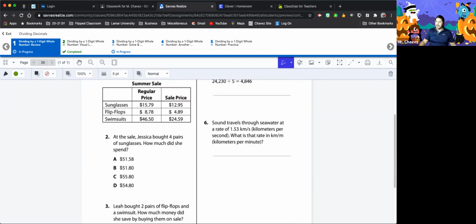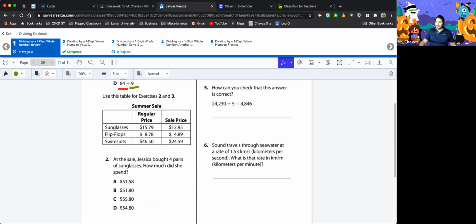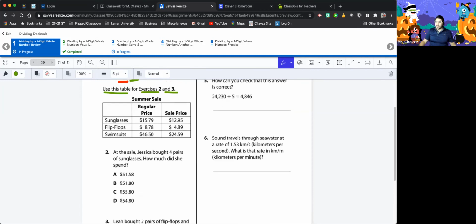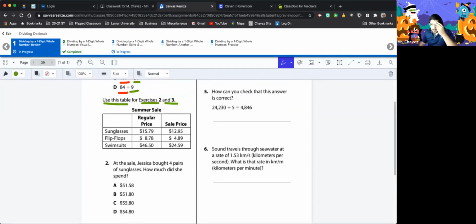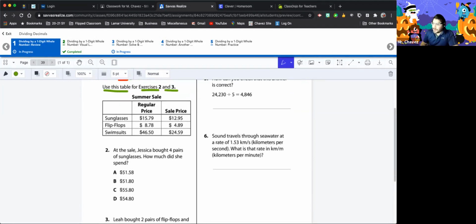Let's move on to number 2. Now, right here, this is very important. We're going to use the table for exercise number 2 and number 3. So we're going to use the same table for 2 and 3. When you guys have these tables, you need to first look at the chart. What is the chart telling us? It's about a summer sale. We have sunglasses, flip-flops, and swimsuits. Here's the regular price and the sale price. What do y'all notice between the regular price and the sales price? What do y'all notice? What's different about them?